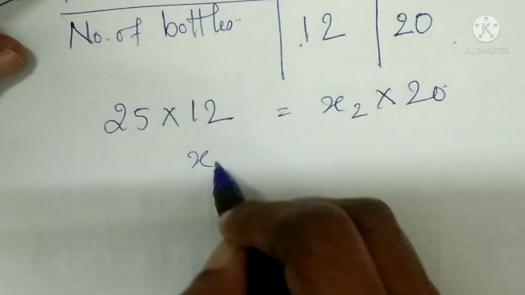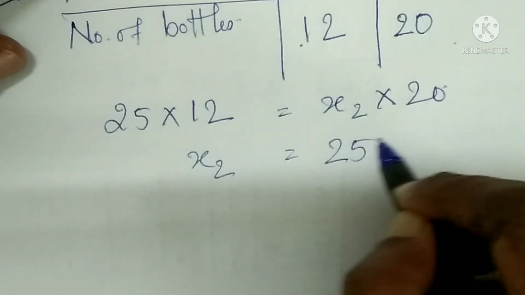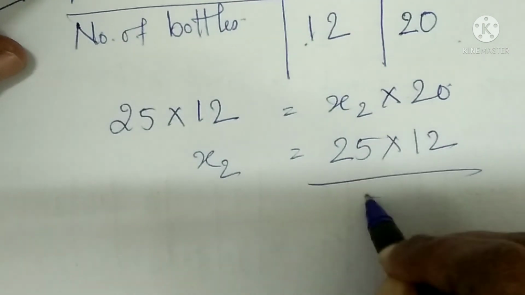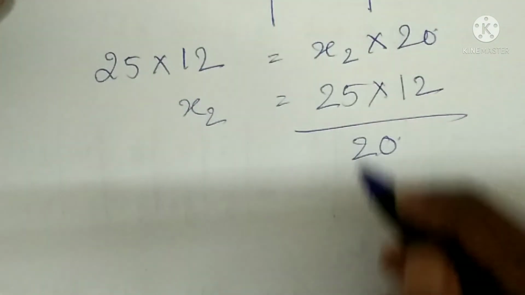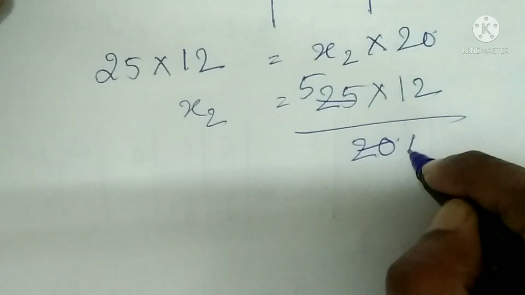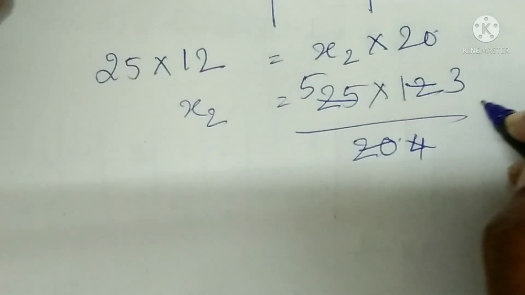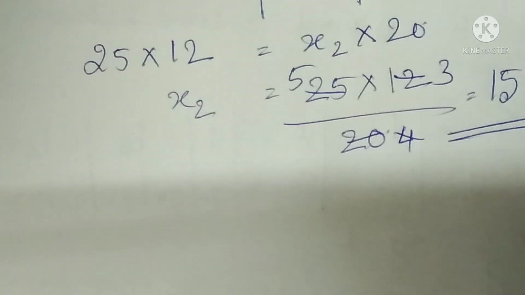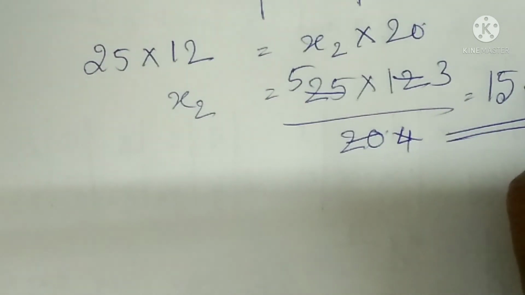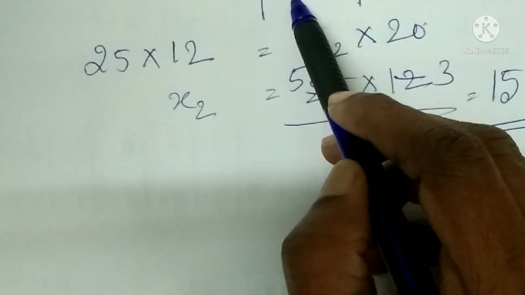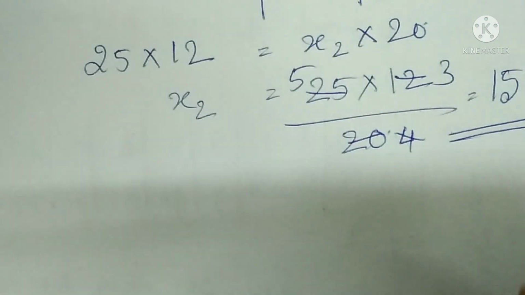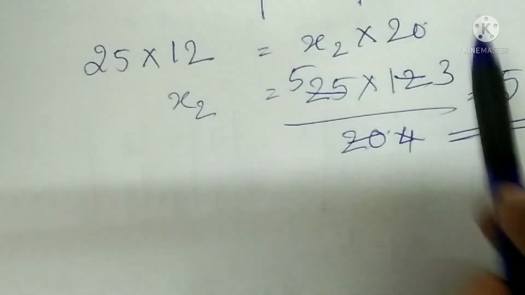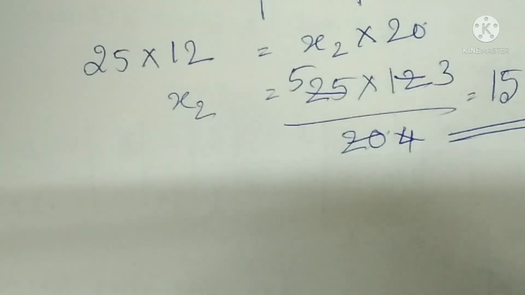So x2 is equal to 25 into 12 upon 20. See, 5 4s are 20 and 4 3s are 12. So they may need 15 boxes. Okay. See, in one box when they fill 12 bottles, they need 25 boxes. But if they are filling 20 bottles in one box, they need only 15 boxes.